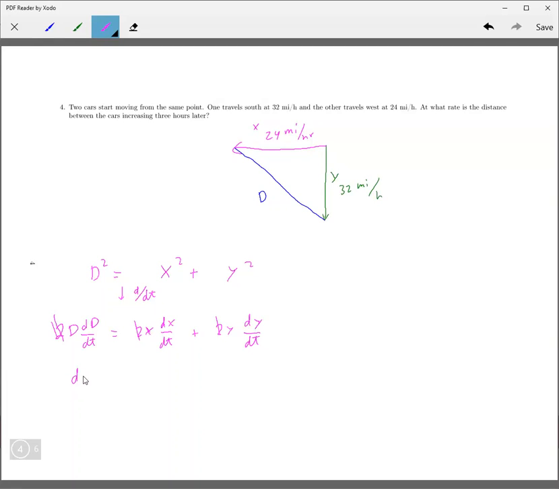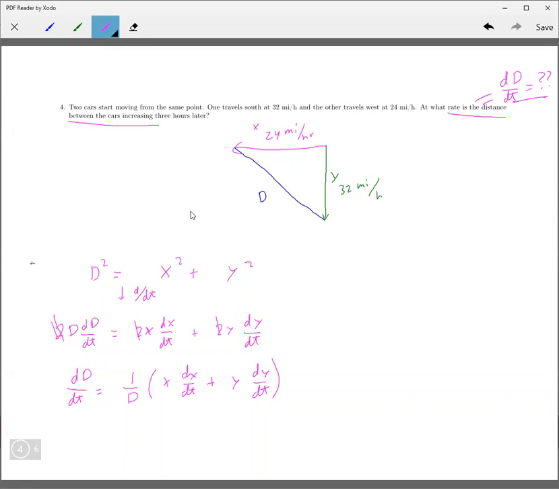Also, I can bring this d to the other side of the equation. So this d I take to the other side of the equation, and I have x dx dt plus y dy dt. Okay, and oh yeah, I forgot to mention that what we're trying to find is at what rate is the distance between the cars increasing 3 hours later. This is dd dt. Okay, so that's what we're after, and so I have it. Oh yeah, I've got it right here.